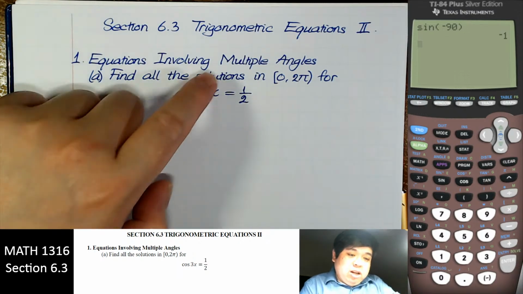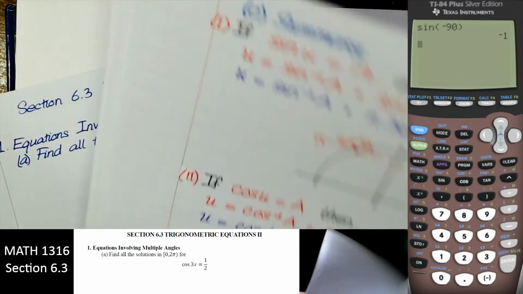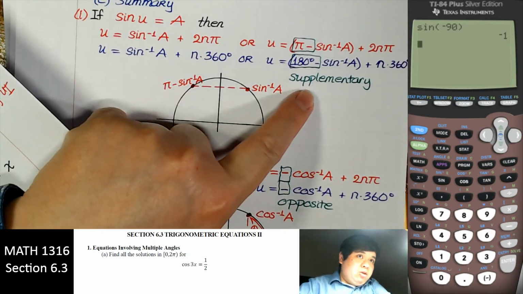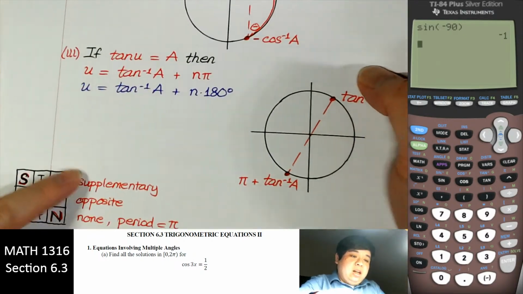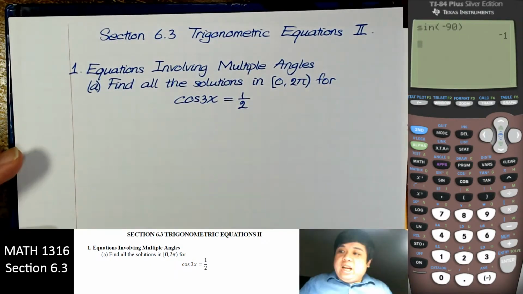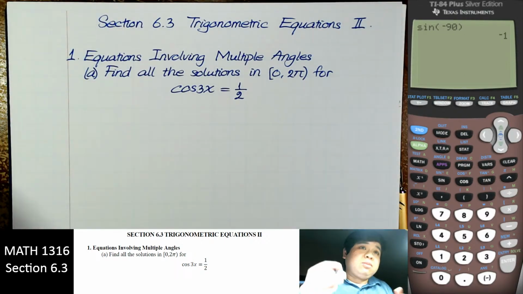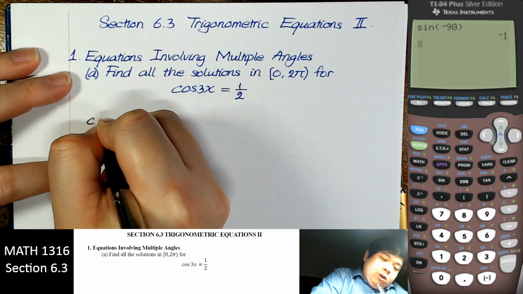That's why we say we have a multiple of an angle. The good thing here is we're not going to use the multiple angle identities. We still just consider this. For sine, it's sine inverse and supplementary. For cosine, cosine inverse and opposite. For tangent, it's just tangent inverse and nothing else, but the period is pi instead of 2 pi. Similar to what we did before, we just say cosine.